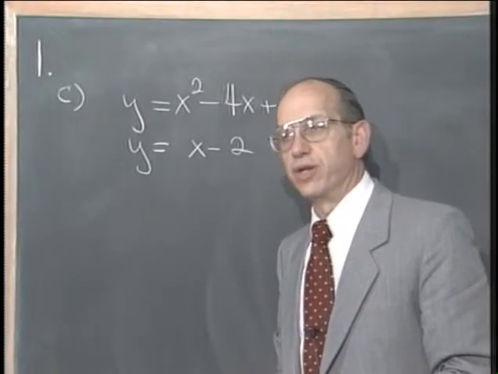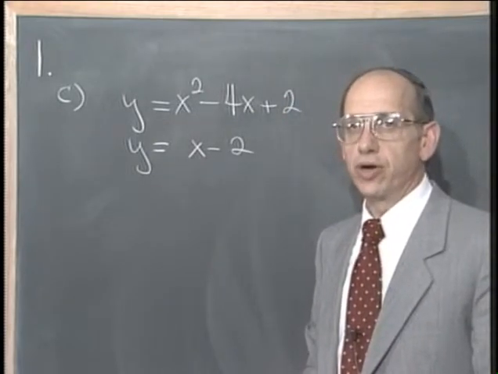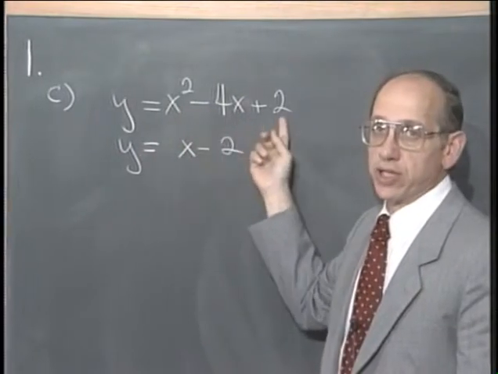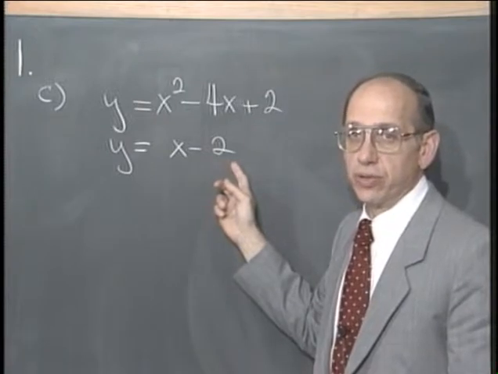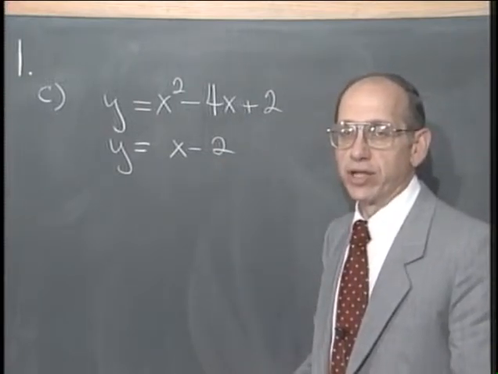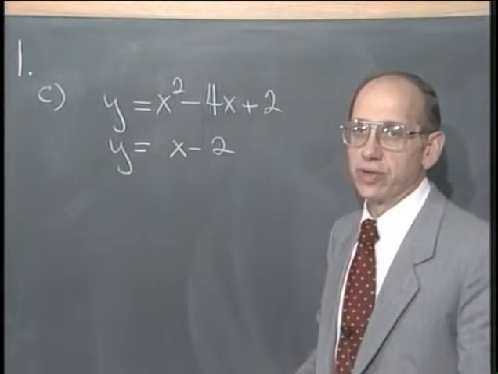1c is just a little bit different. In 1c, we're asked to find the area bounded by two curves. First is y equals x squared minus 4x plus 2, and the second is y equals x minus 2. The first we recognize actually is a parabola, and the second is a straight line. So let's take a look at the area bounded by these two curves.